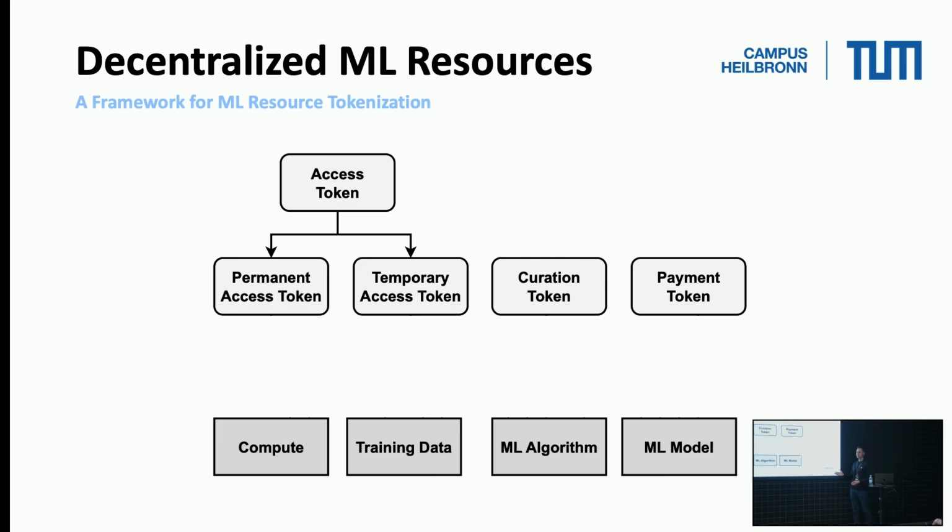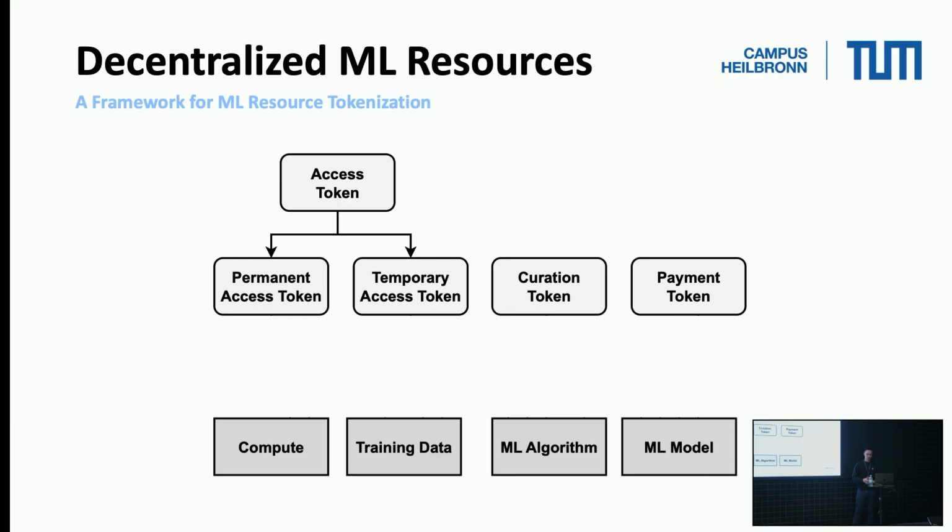Then we have training data. It's highly non-fungible. We have a broad variety of different training data sets. And here it's also duplicatable at 0 cost because it's a digital, non-tangible asset. The same applies for ML algorithms. They are duplicatable and non-fungible because they are all different algorithms. And the same also applies for ML models.